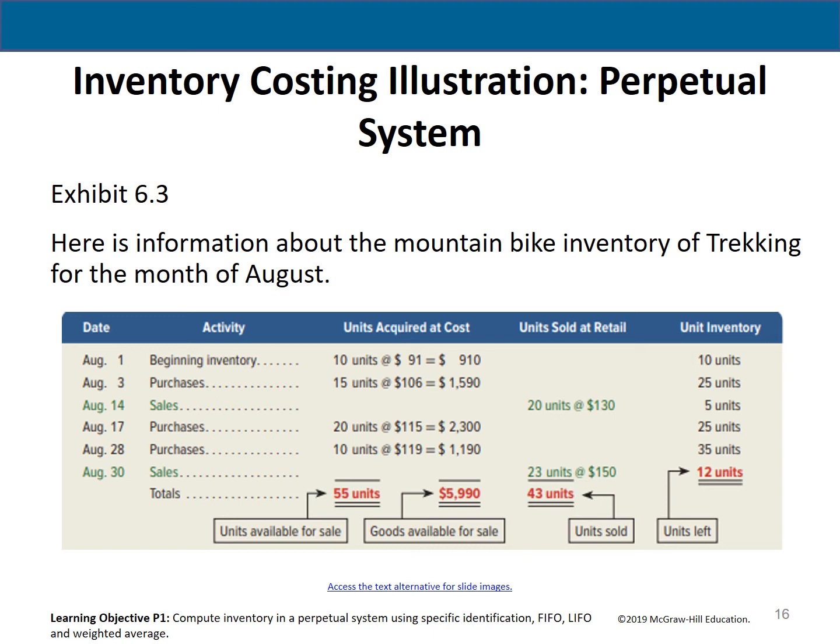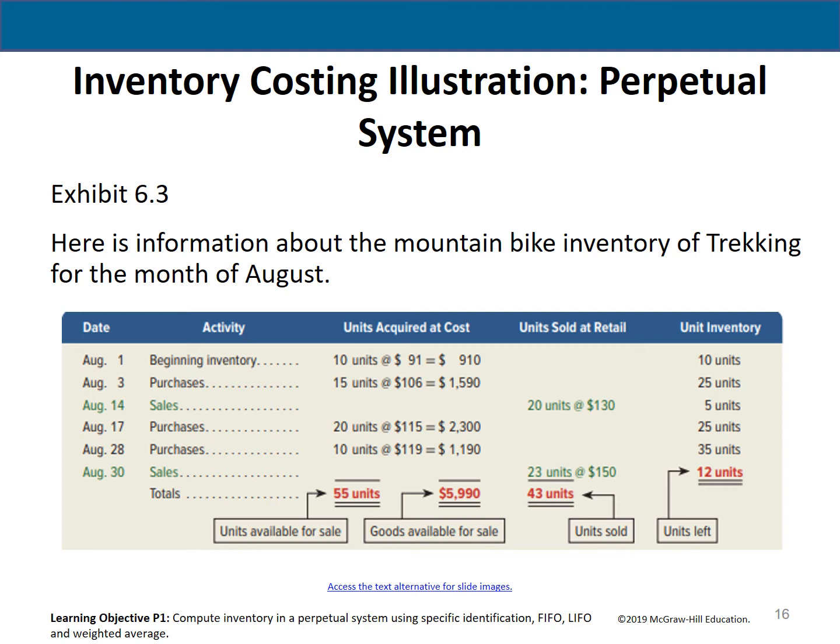Then we buy on August 17th 20 more bikes. Now they cost us $115 each. Then on August 28th, we buy 10 more bikes. The prices increased to $119 each. So if you're going, wow, those went up a lot of money, yeah, well, this is just a theory example. In the real world, maybe it doesn't go up that significantly. But now on August 30th, we sell 23 bikes, charging our customer $150 each.